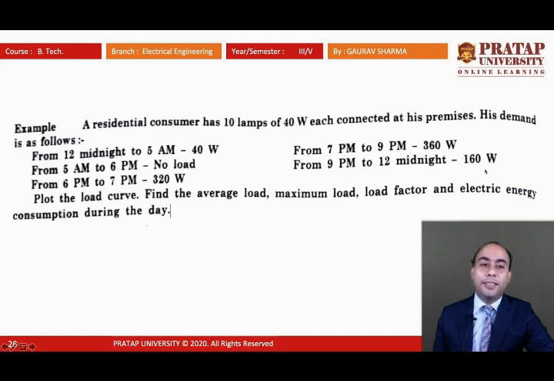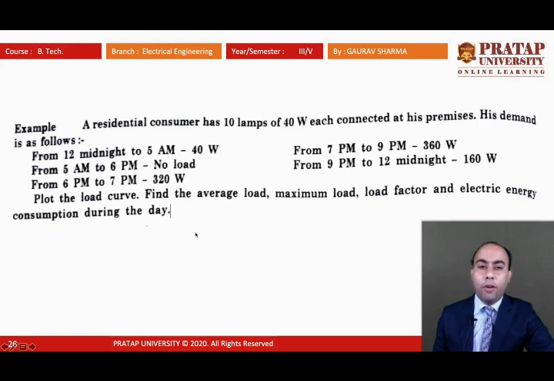Now if we take some numerical, like a residential consumer has 10 lamps of 40 watt each connected at his premises. His demand is as follows: from 12 midnight to 5 am in the morning, he is consuming that 40 watt. From 5 am to 6 pm, no load is there. From 6 pm to 7 pm, 320 watt he is consuming. From 7 pm to 9 pm, 360 watt is consuming. And from 9 pm to 12 midnight, he is consuming 160 watt.